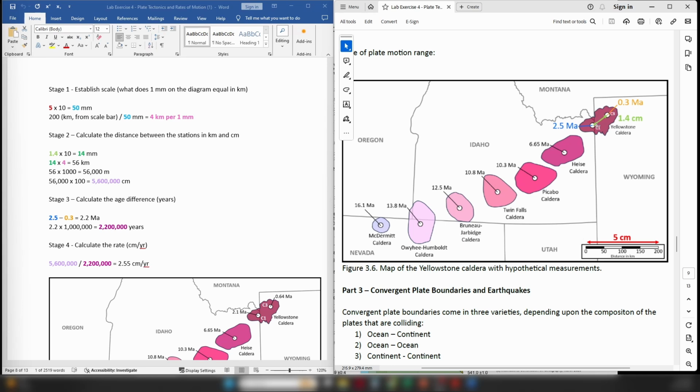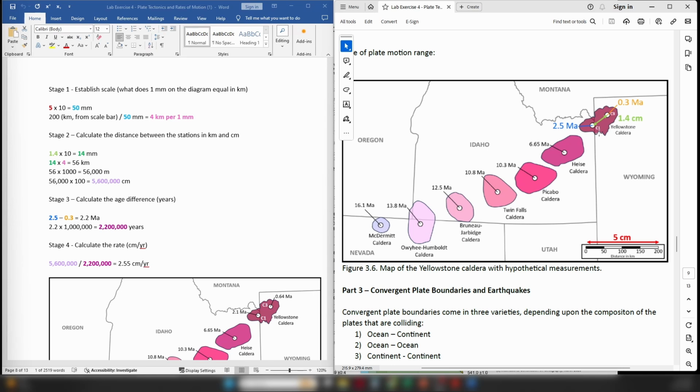So now we need to calculate the distance between our 2 points. In this case, it's C1 and C3. Okay, so we take our ruler, we measure the distance, and the distance is 1.4 centimeters. So once again, we need to begin by converting that to millimeters. So 1.4 multiplied by 10 is 14. And then we need to take our 14 millimeters and multiply it by our conversion factor. So 14 multiplied by 4 gives us 56 kilometers. So the distance between C3 and C1 is 56 kilometers.